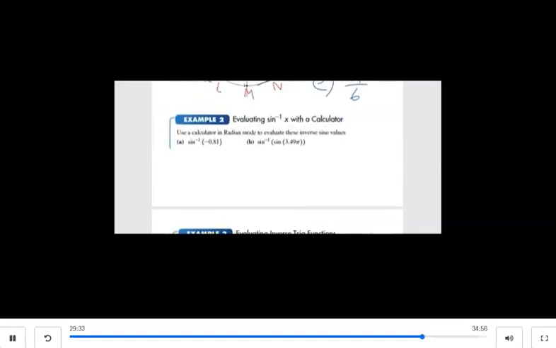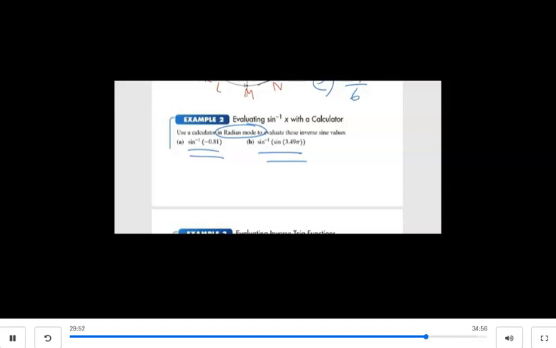Now, can you take a calculator and type sine? Now, what's the key thing here? The key thing to this whole question is you have to switch your calculator over to radian mode or you're going to get it wrong. So you'd have to do sine inverse of negative 0.81. I mean, this is just a matter of typing, folks.